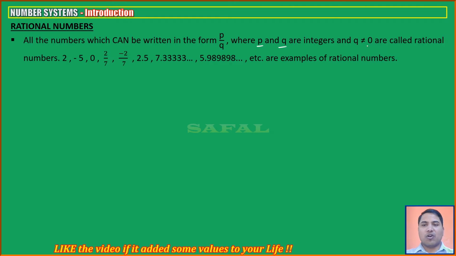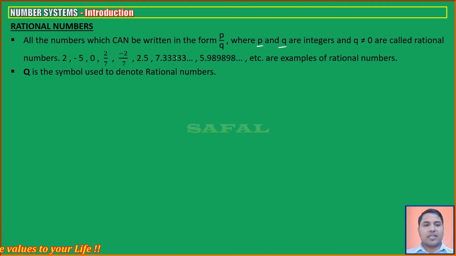Integers, and q not equal to 0 are called rational numbers. Various examples I have written: 2, -5, 0, 2 by 7, -2 by 7, 2.5, 7.33. So these are all examples of what? Rational numbers. Now capital letter Q is the symbol used to denote what? Rational numbers.